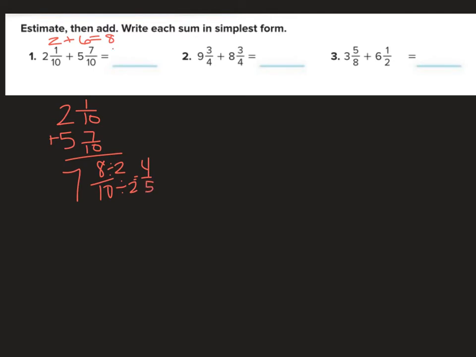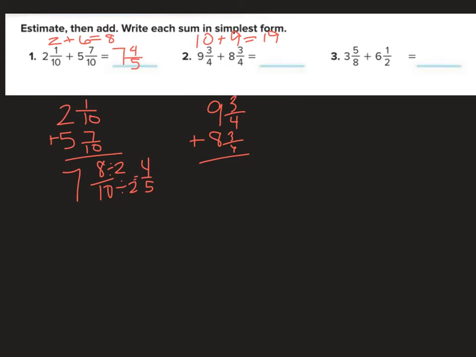4/5, so my answer would be 7 and 4/5, which is pretty darn close to 8. Okay, so let's do the next one. This one I would estimate would be about 10, and this one would be about 9, so I should get around 19 for my answer. Let's take it here: 9 and 3/4 plus 8 and 3/4.